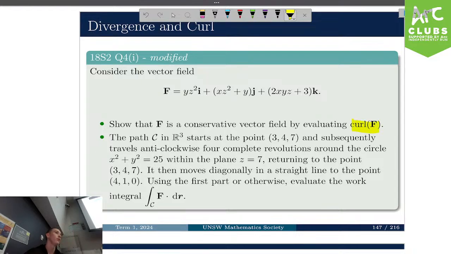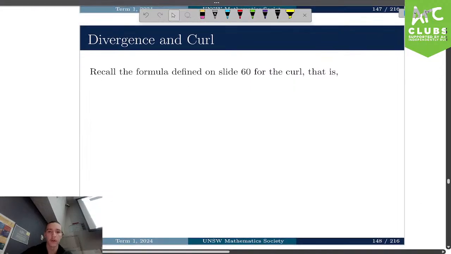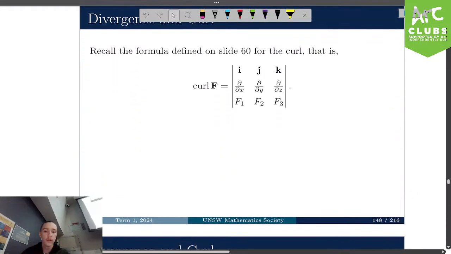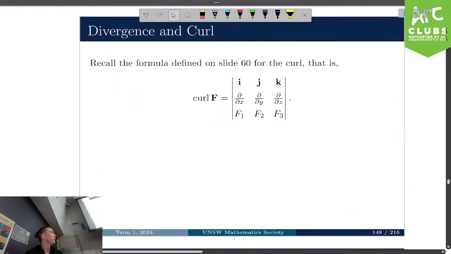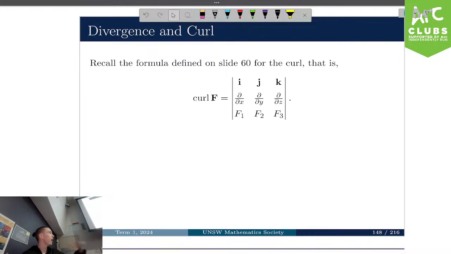We evaluate curl. So let's do that. Let's evaluate the curl. So from slide 60, or if you can recall, if you've got it memorized, the curl is given by this matrix determinant. So it's just ijk in the top row, our partial derivatives, our partial derivative operators, whatever you want to call them, in the middle row, and then our vector field components. So these are the x, y, z components of the vector field, respectively.